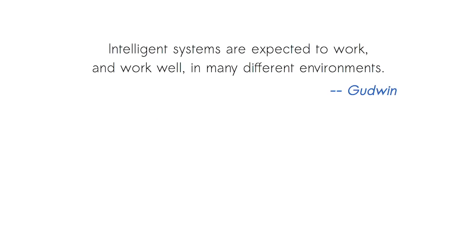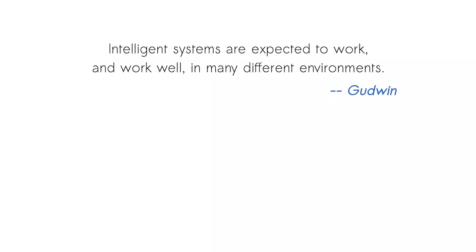What you actually find is there are definite clusters within the space, and I believe there is a dominant cluster as well. So I'm going to shoot for that dominant cluster, and I'm going to run you through a few definitions from that cluster, just four of them. I could go on all day about them, but I haven't got all day. Okay, so first of all, here's one definition. Intelligent systems are expected to work and work well in many different environments.